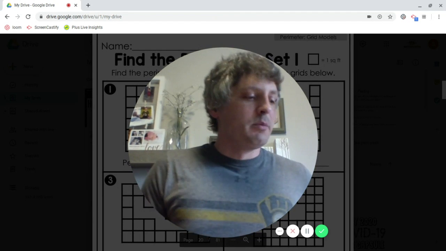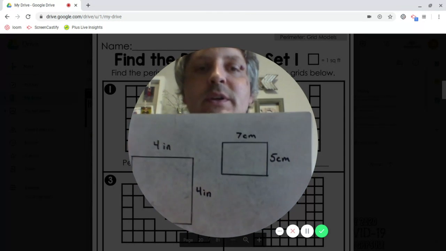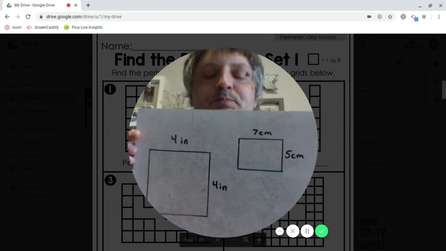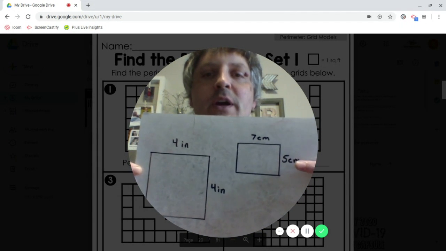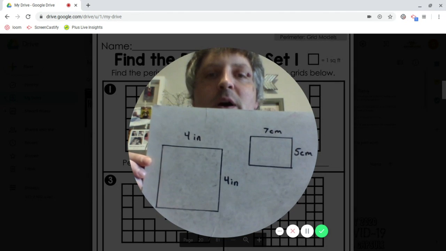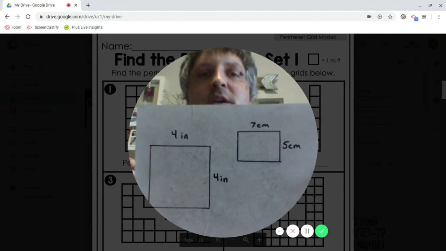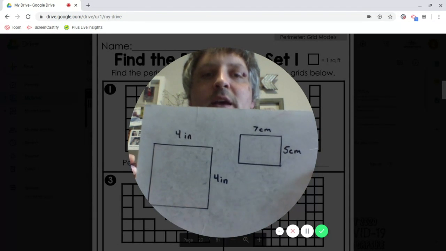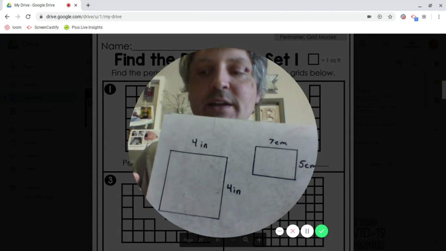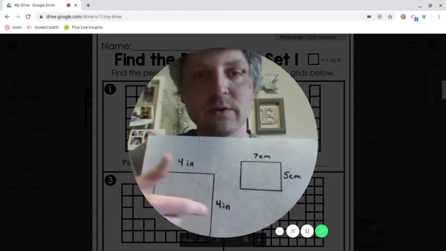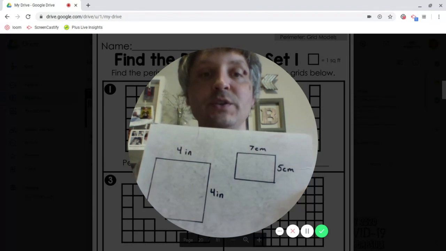So I want to go over a couple practice problems here with perimeter, and I have a couple different units of measurement. I used inches over here and centimeters over here. If we know anything about squares and rectangles, with squares, all of the sides are the same. So if we look at where it says 4 inches on one of these sides, we know that the other two sides will be 4 inches as well.